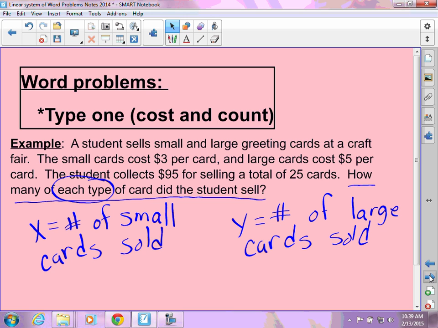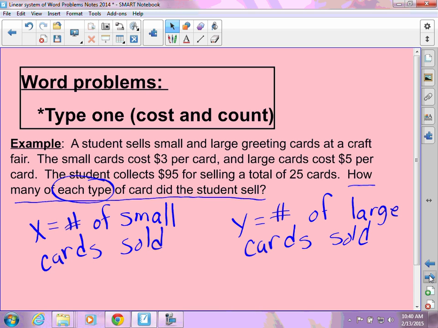If they just said number of cards sold, then yes, it would be number of cards. But it says number of each type of card. So you've got to really get into that critical reading. What I have kids do is literally underline this stuff and circle the words to try to understand what they're asking me to find.